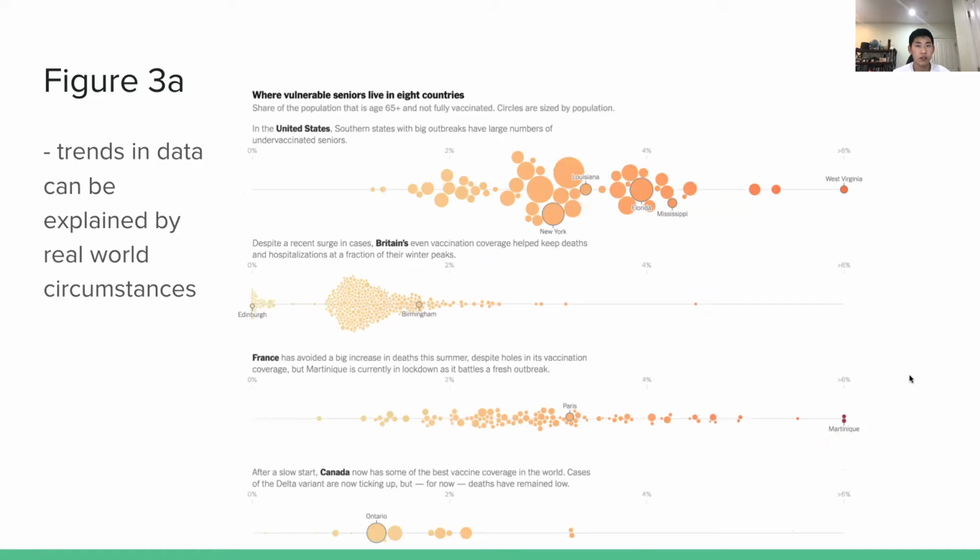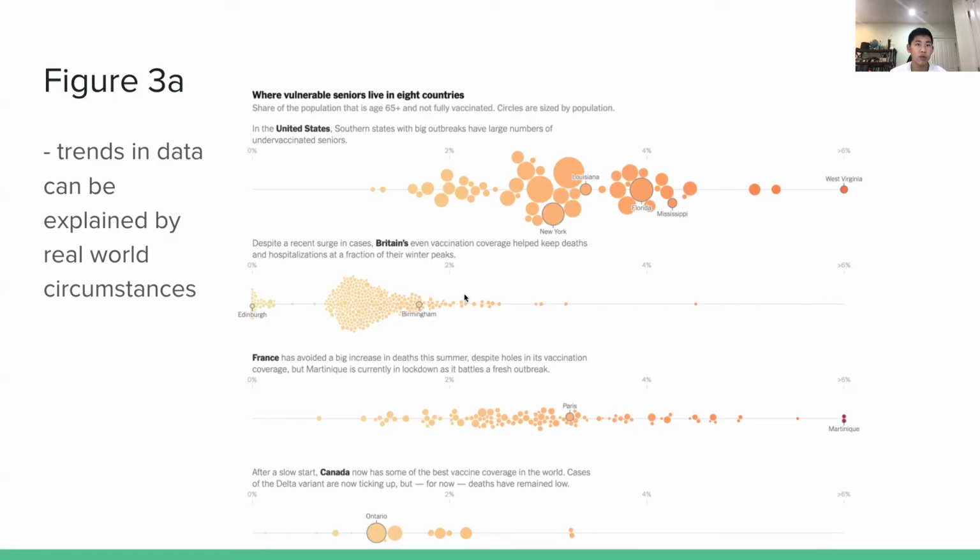In these next two slides, we'll be looking at where vulnerable seniors live in 8 countries. So, for example, in the United States, we see that southern states with big outbreaks have large numbers of under-vaccinated seniors. So West Virginia, Florida, Louisiana, for example, these are all states that we looked at on that first figure.